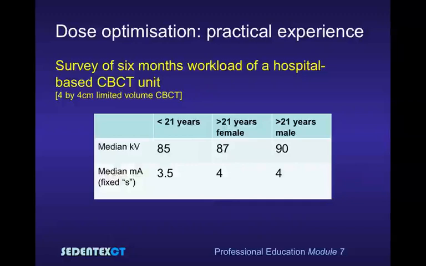Thus you'll see that for children, or at least young people under the age of 21 years, the kilovoltage used was lower than that for adult patients. Similarly, the milliamperage was reduced compared with adult patients. Manufacturers sometimes recommend a single exposure, a single kilovoltage, a single MAS for all patients. What this survey indicates is that there is scope for reduction of these factors.